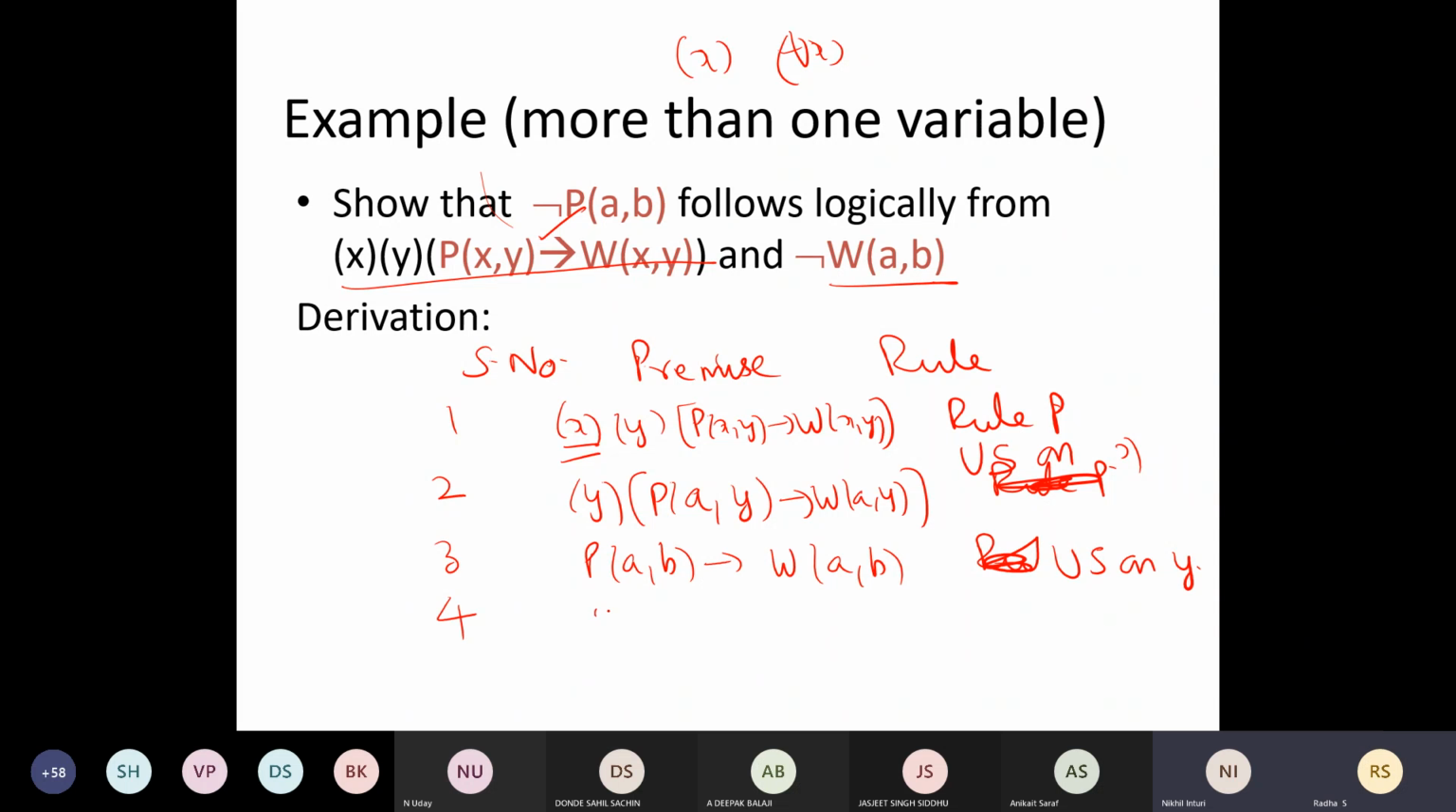Then introduce not of W of A comma B. Rule P. So if you use 3 and 4, what do you get? Not of P of A comma B. Not of P of A comma B. That's the thing we want to prove. Very simple.